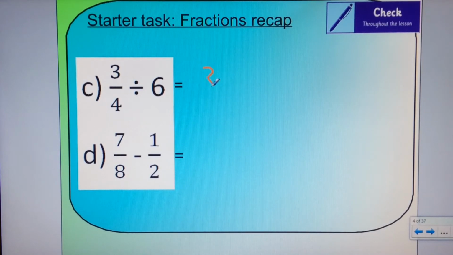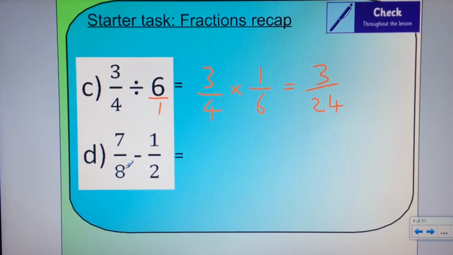When we are dividing fractions, we can use the keep, change, flip method. So we keep 3/4 the same, change the divide sign to a multiply, and then we flip 6. As a whole number it would be 6/1, remember? We flip that fraction to 1/6. Then we do our next step, which is multiplying. So we can do 3 times 1, multiply the numerators, and 4 times 6, multiply the denominators, giving us 3/24.